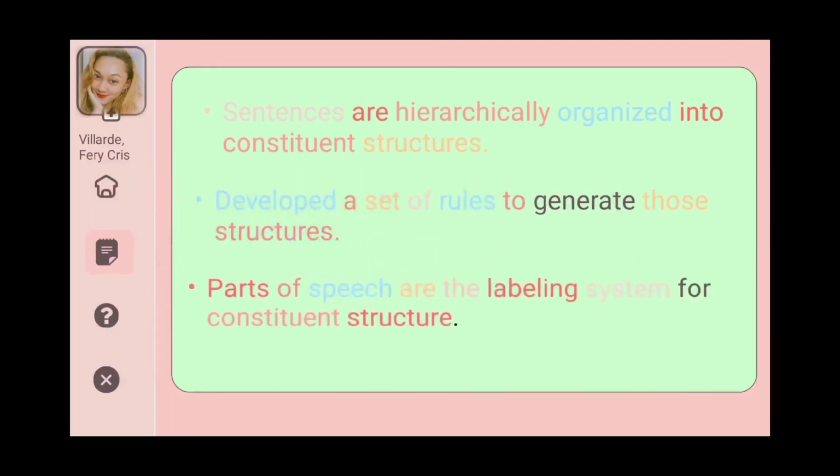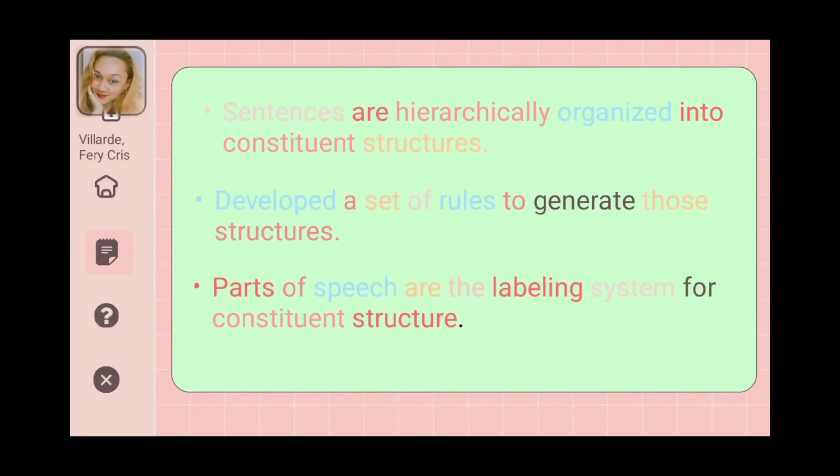And always remember, parts of speech are the labeling system for constituent structures. We showed that parts of speech can be determined by meaning alone. So take note of that. And that's all for today. Thank you.